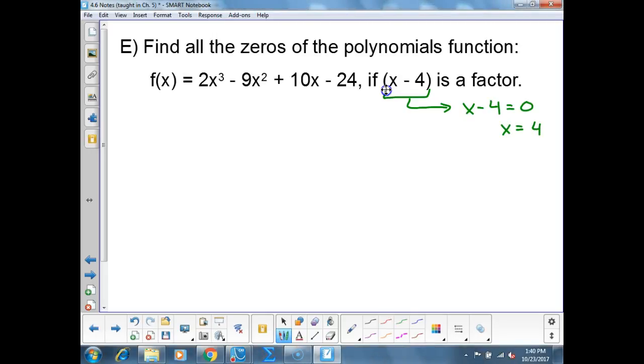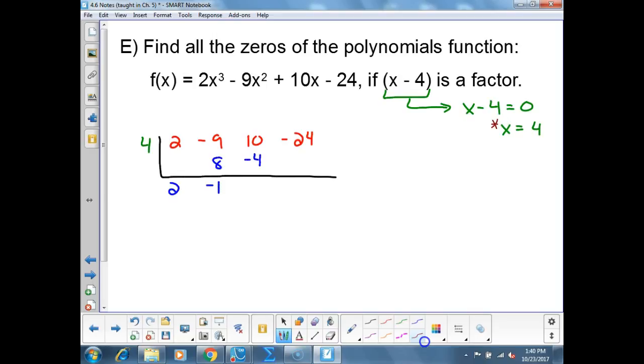That's one of my 3 answers. Okay? So put a mental note by that one, because that's one of my 3 answers. Okay? So then now we got to set up our synthetic division. So there's my 4, and then I got to do 2 and negative 9 and positive 10 and negative 24. And then I drop it like it's hot. Multiply, add, multiply, add, multiply, add, and I get 0.